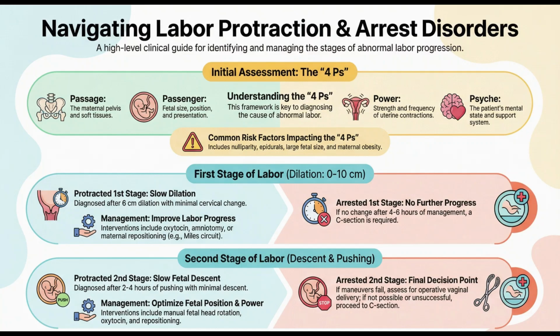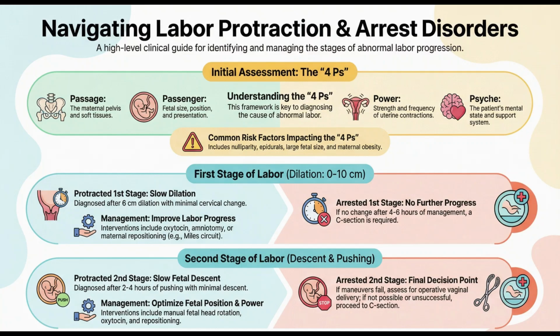What are those time limits for pushing? Again, it accounts for parity and epidurals. For a nulliparous patient, a first-timer, we diagnose protraction after 3 hours of pushing without an epidural or after 4 hours with an epidural. We give that extra hour to account for the epidural's effect on pushing. And for multiparous patients, it's shorter. Much shorter. For them, it's 2 hours without an epidural or 3 hours with one.